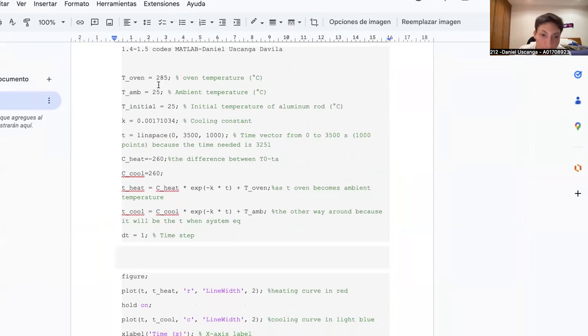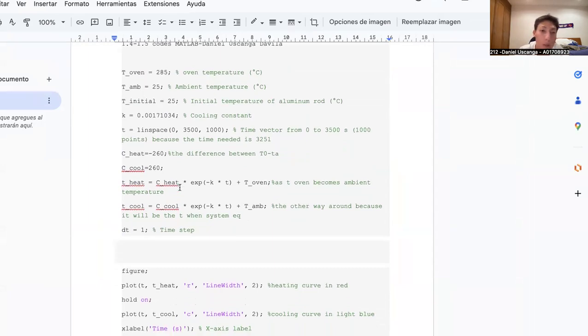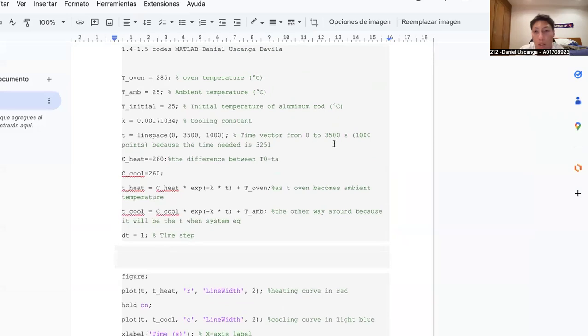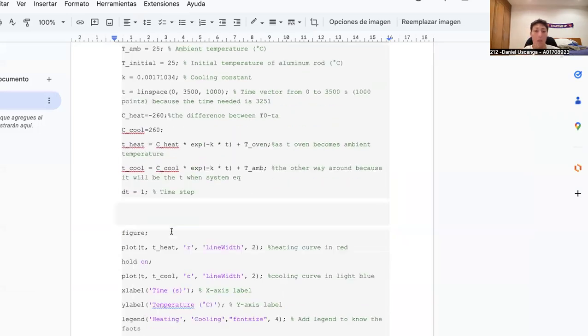We just did our procedure. We name our variables, each of them, and then we plot a graph. We did it in 3,500 seconds because we need 3,251. This is the difference between T0 and TA. It's negative because it is cooling down, yeah.